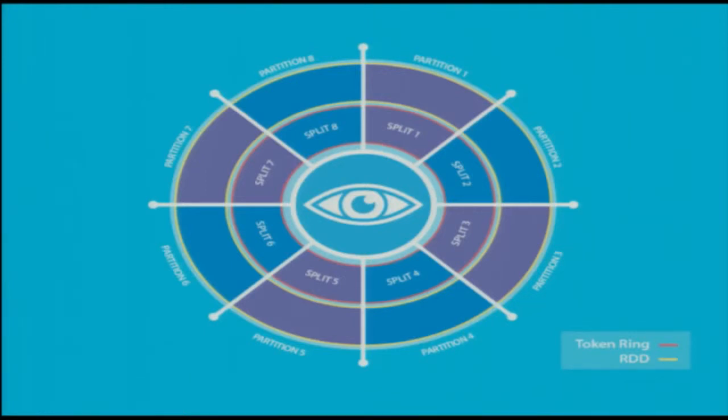Moreover, in Cassandra, each token range, which is also called a split, is replicated across the cluster. So what we do is to provide Spark with the location of each replica in the cluster, and let Spark decide which replica to use in order to perform the actual computation.